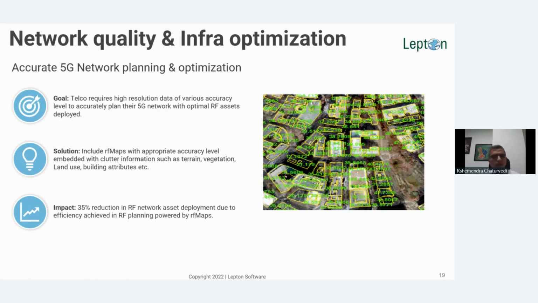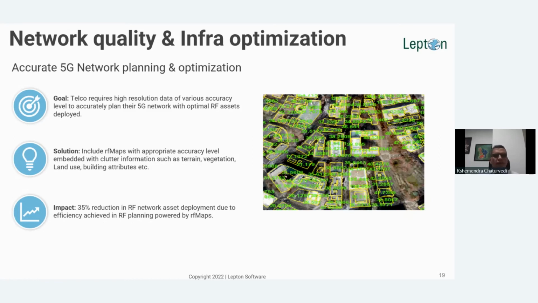So for that, Lepton has got an offering called RF Maps, which gives very high accuracy level 3D maps, along with the elevation, terrain, and all those kind of DTM clutter data, which can help our partners and customers in doing a very accurate network planning.